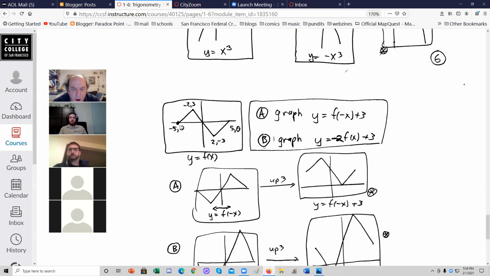All right, here we have a graph. F of x goes through negative 5 by 0, negative 2 by 3, 2 by negative 3, and 5 by 0. Graph f of negative x plus 3, part B, graph y equals negative 2 f of x plus 3. Okay, for part A, you start with this graph, flip it left for right, that's f of negative x. Then add 3, you raise it by 3, so this is the graph.